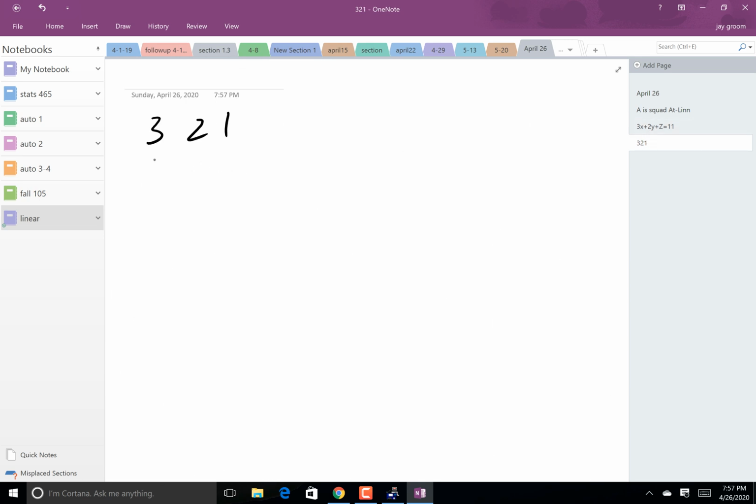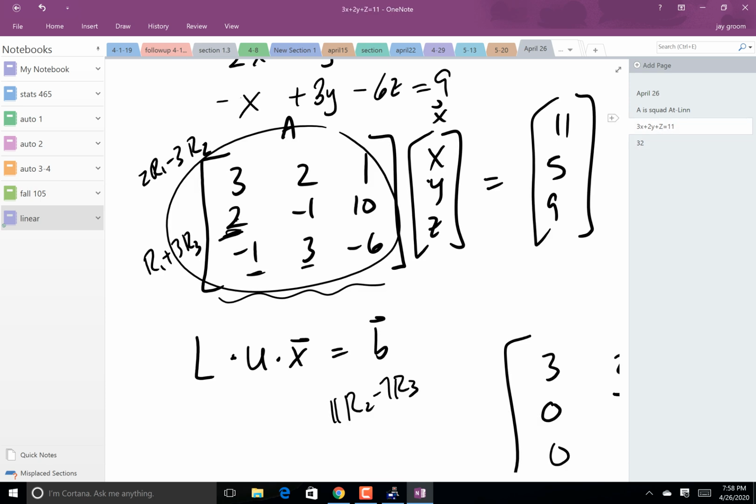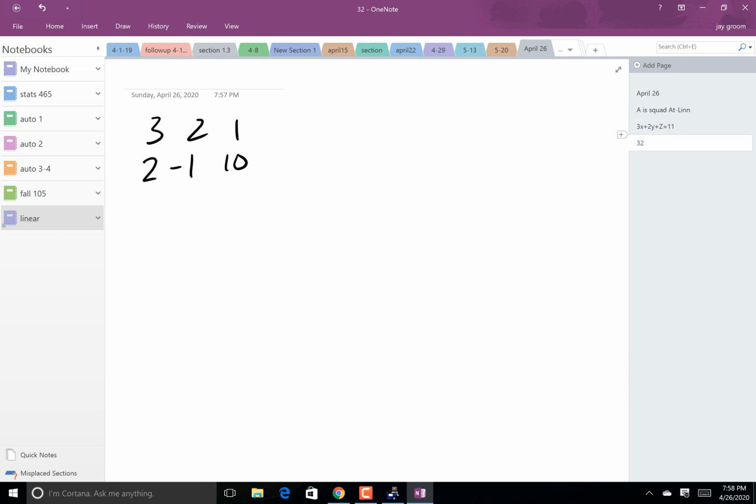-2, -1, 10. And what I mean, we're not done yet. We got to find the L vector. But the way we find the L vector has to do with how we got rid of things. -1, 3, -6.